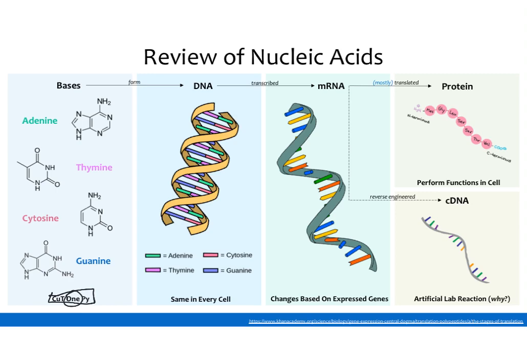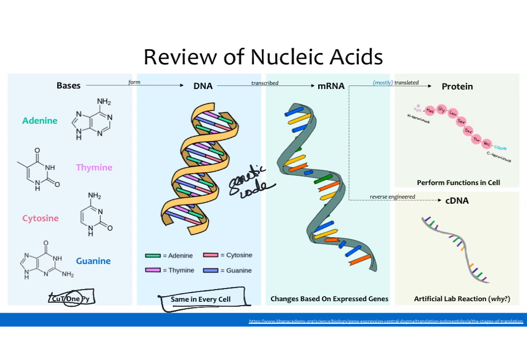These 4 bases come together to form our double-stranded DNA, which is basically the genetic code, and it is the same in every single cell. So every cell is going to have the same DNA, the same exact structure, and the same exact amount of DNA. This DNA is going to be transcribed into mRNA.